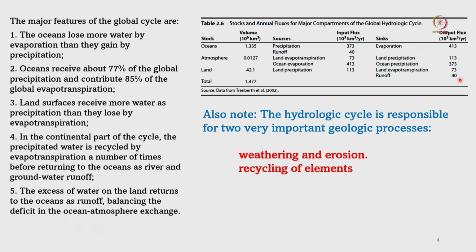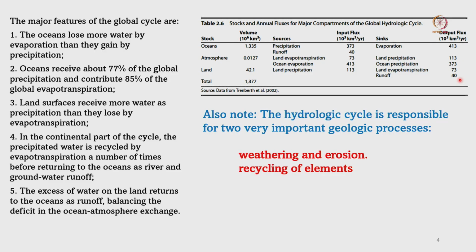Also, the oceans receive 70% of the global precipitation and contribute 85% of the global evapotranspiration. That means how much water is just being evaporated from the surface of the ocean, that is the balance that they are talking about. Land surfaces receive more water as precipitation than they lose by evapotranspiration. So, there is always a net storage of water over the land.